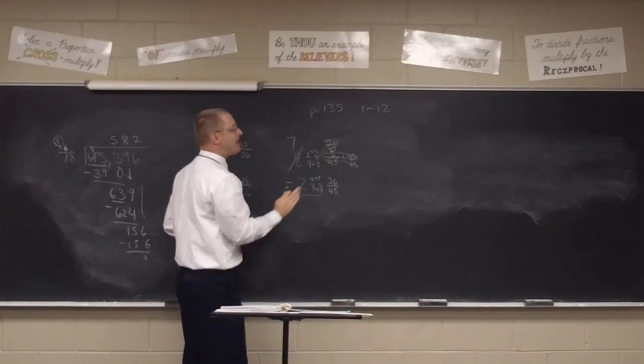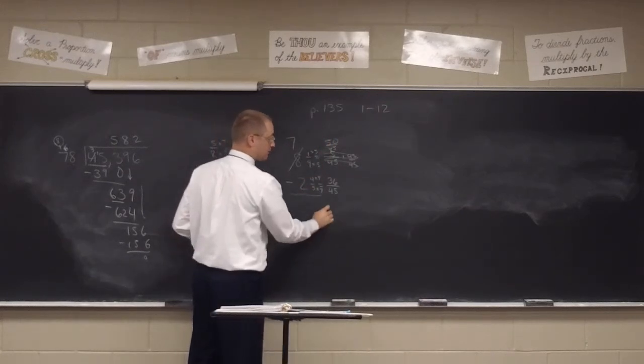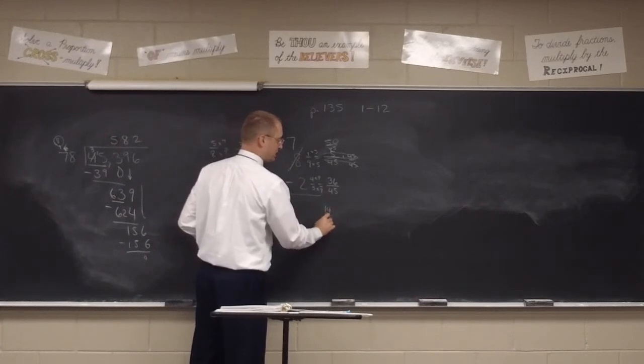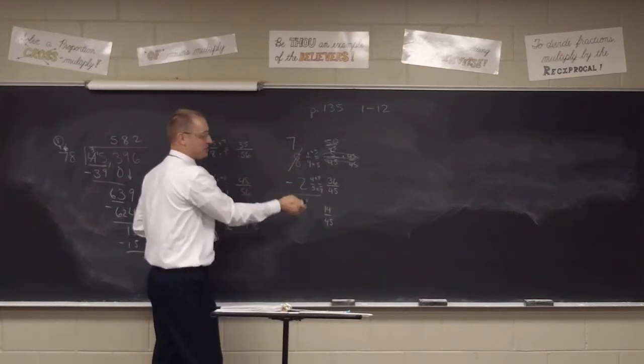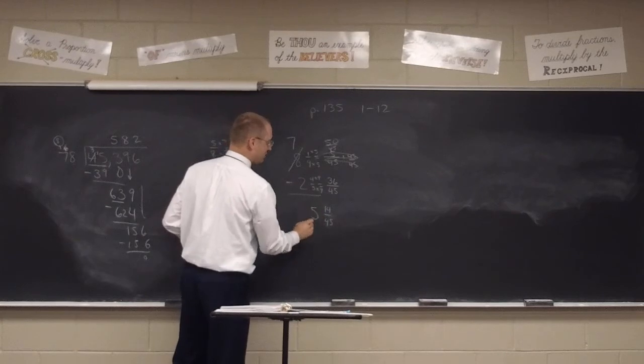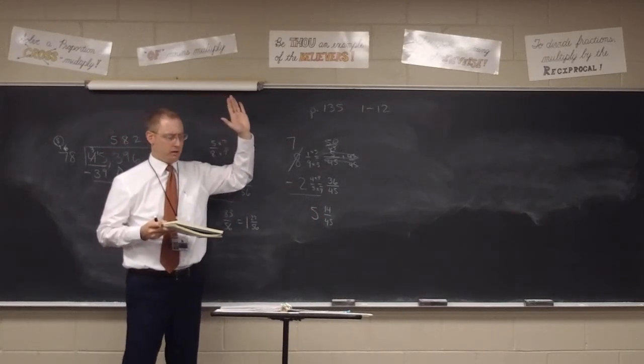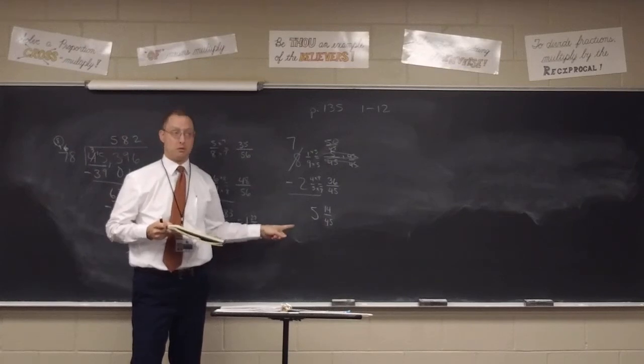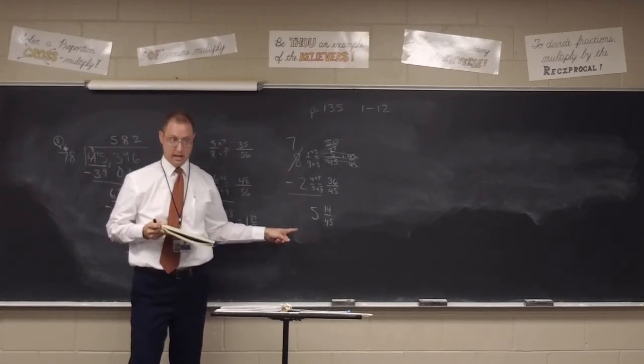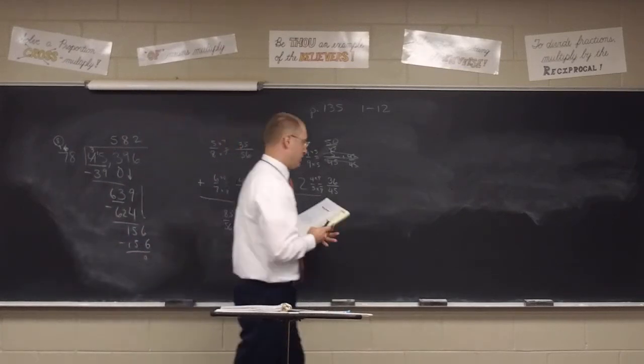50/45. Now I can subtract to get 14/45. And then 7 minus 2, of course, is 5. I should have gotten 5 and 14/45. How many have that? Ooh, only a couple of you. Does it make sense now if we missed it? Questions on that? For number 7, so much easier.